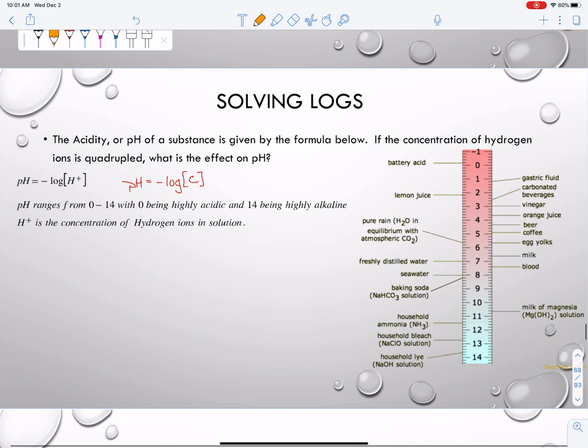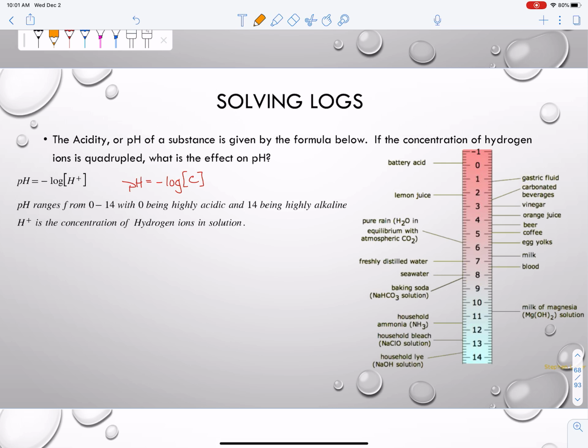The last example here that I have for us is an application of logarithms. This is dealing with pH, so acidity. The acidity or pH of a substance is given by the formula below. That formula is the pH equals the opposite of the log of the hydrogen atoms, and what we're really looking at is the concentration of hydrogen atoms. So here what I want to ask is, if the concentration of hydrogen atoms is quadrupled, what is the effect on the pH?